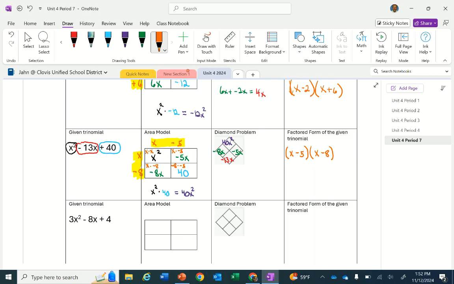So what this is telling me is that the trinomial x squared minus 13x plus 40 factors into x minus 5 multiplied with x minus 8.